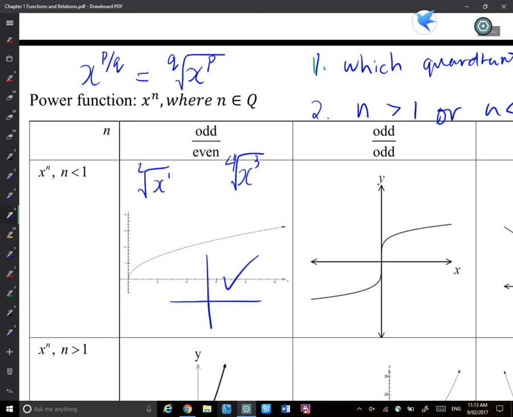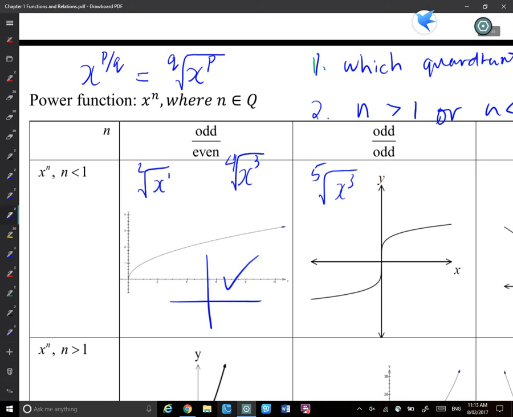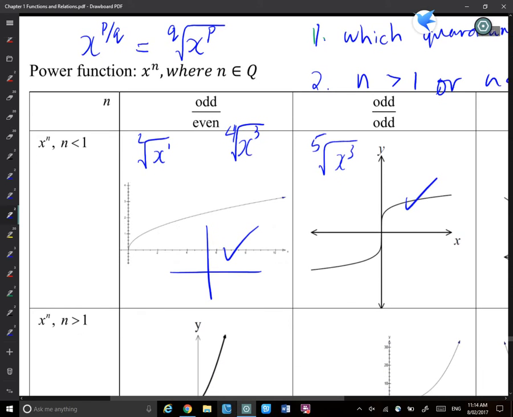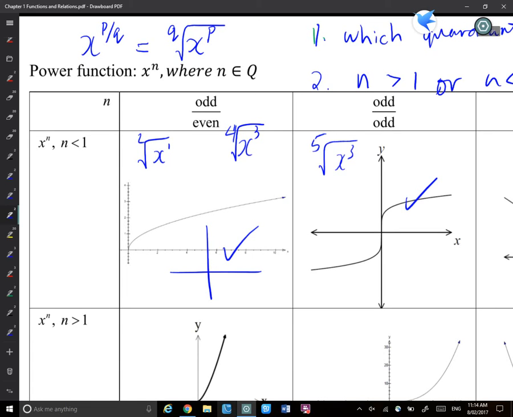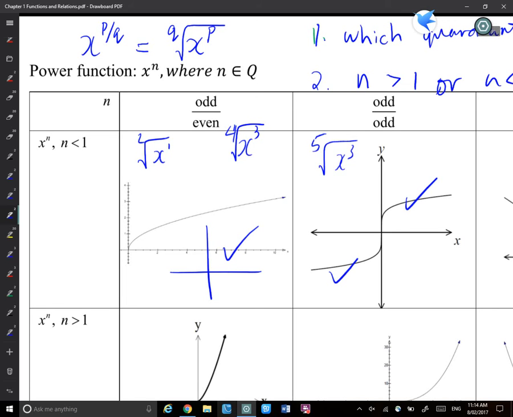Maybe that doesn't make complete sense yet. Let's think about the next one, which is odd on odd. Let's say x to the power of 3 over 5, cubing and taking the fifth root. If x is positive, I cube it, it's still positive, and the fifth root is still positive. Positive x and positive y, so I have a graph in the first quadrant. If x is negative, I cube it, it's still negative, and the fifth root is still negative. I have negative x and negative y, so I have a graph in the third quadrant. So I will have graph in those two parts.